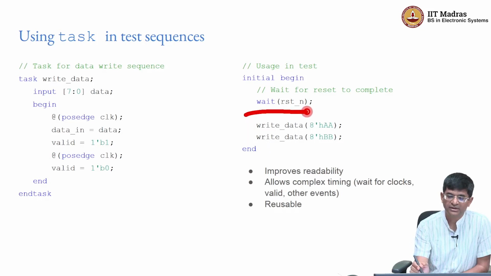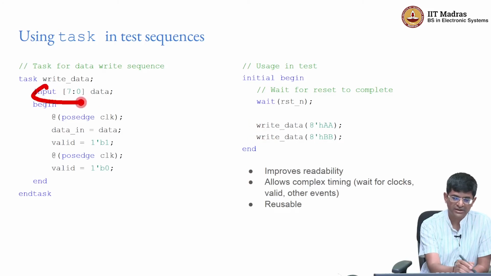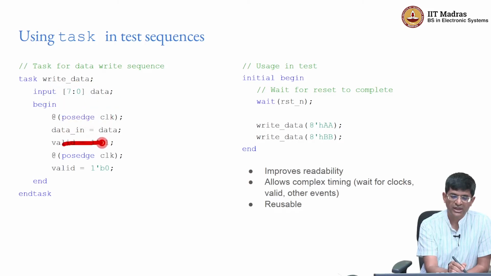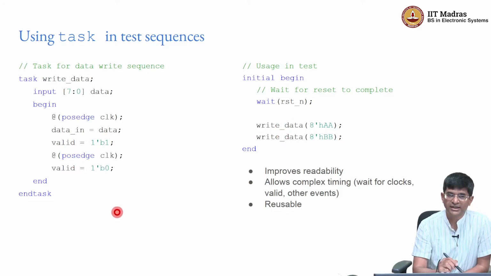You can basically wait until the reset condition has been taken out, and then afterwards call this task out here, which says write data, which would take this hex AA value as input, wait for a clock edge, assign data in, make valid 1, wait for another clock edge, make valid 0, and then get ready for going to the next write data task.